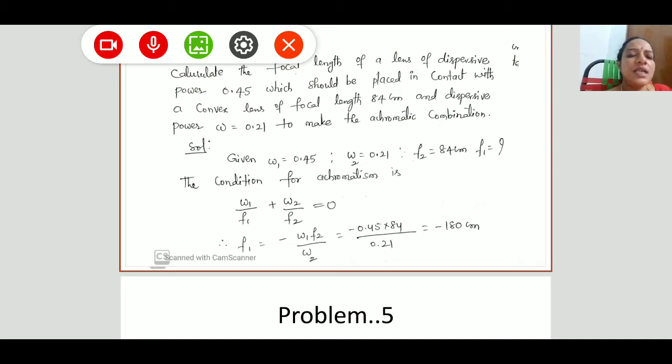See here, this problem is based upon the dispersive powers. So for the dispersive powers, given data, first we have to write that omega 1 is equal to 0.45, omega 2 is equal to 0.21, and here the focal length is given.